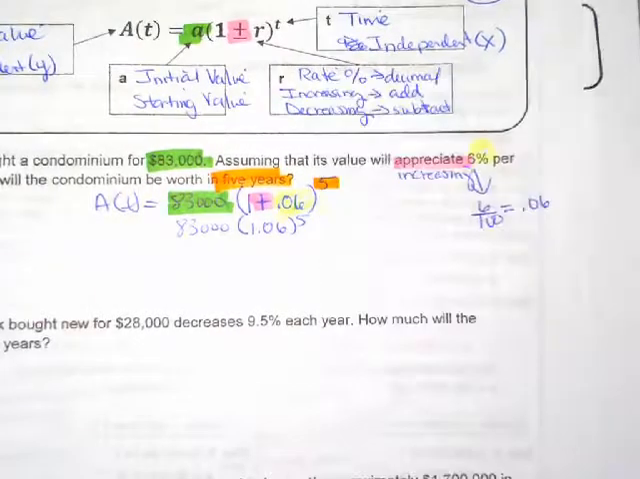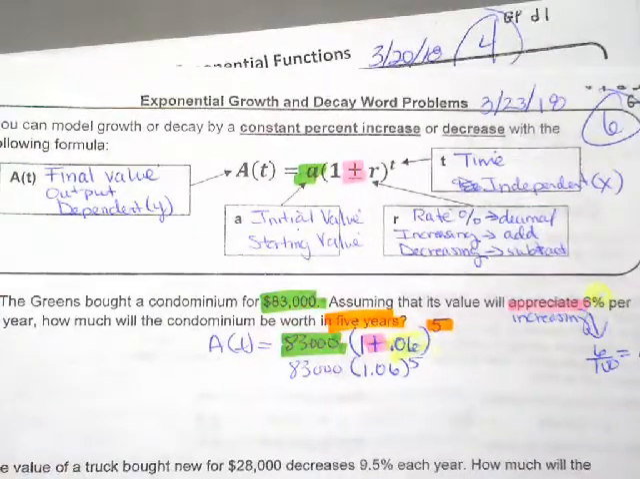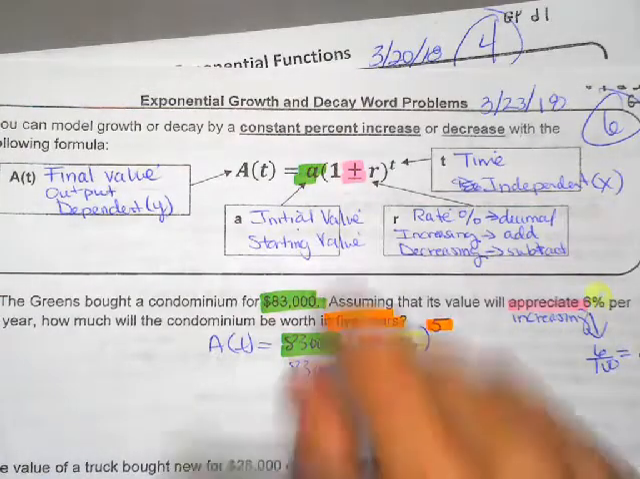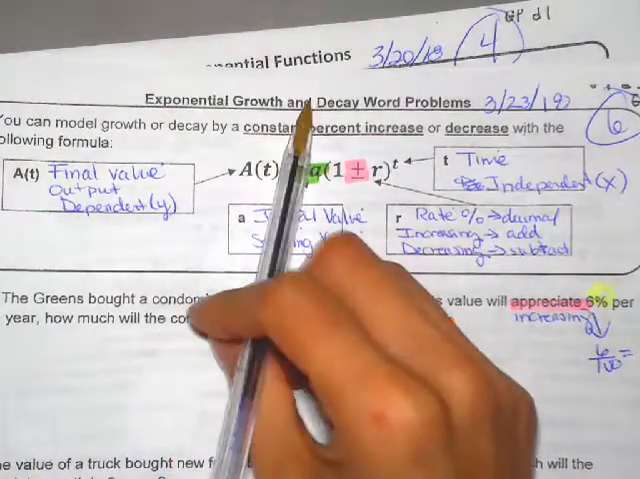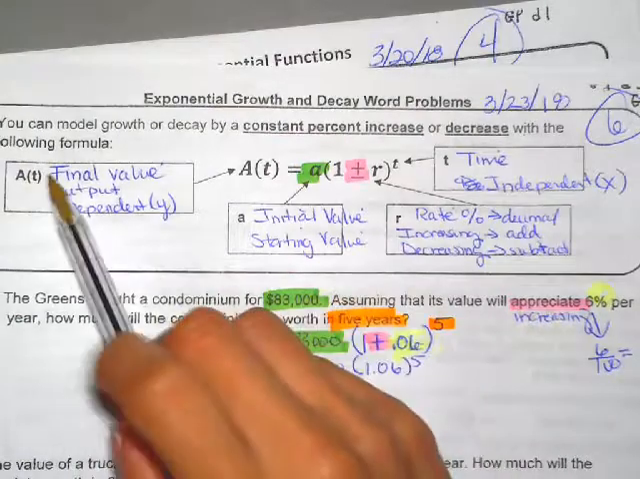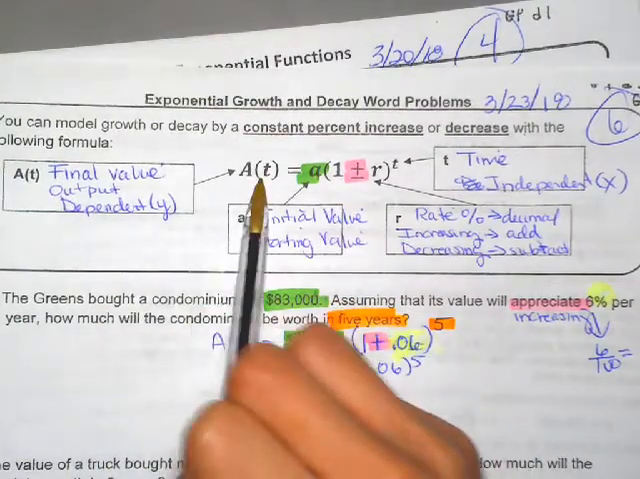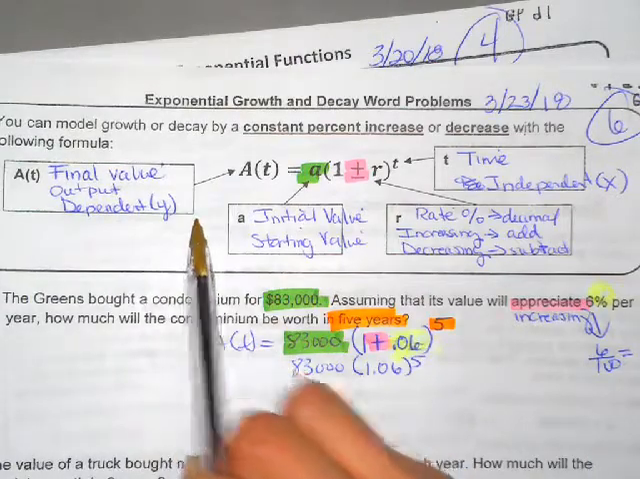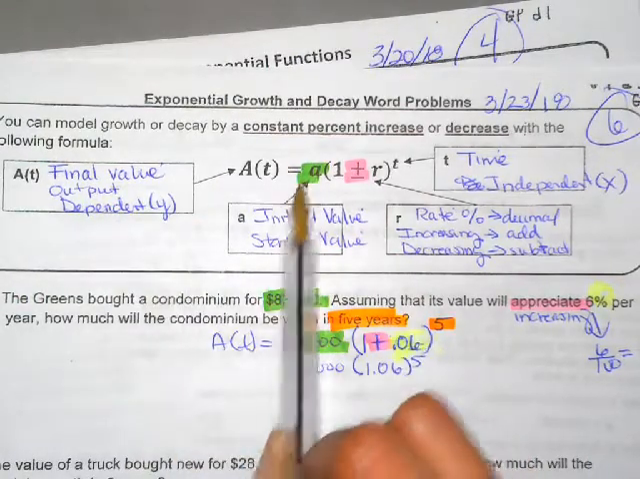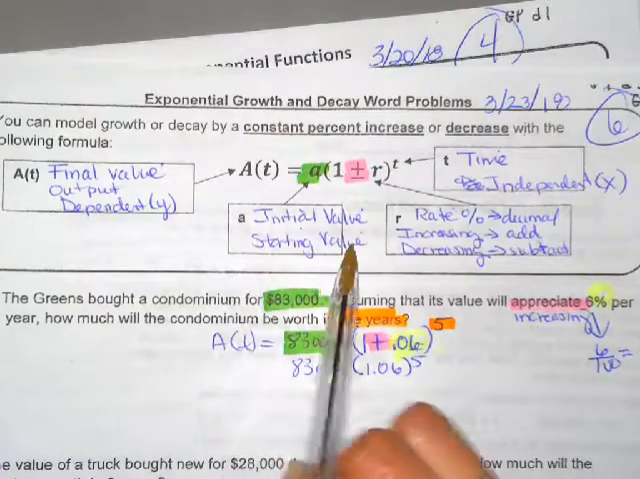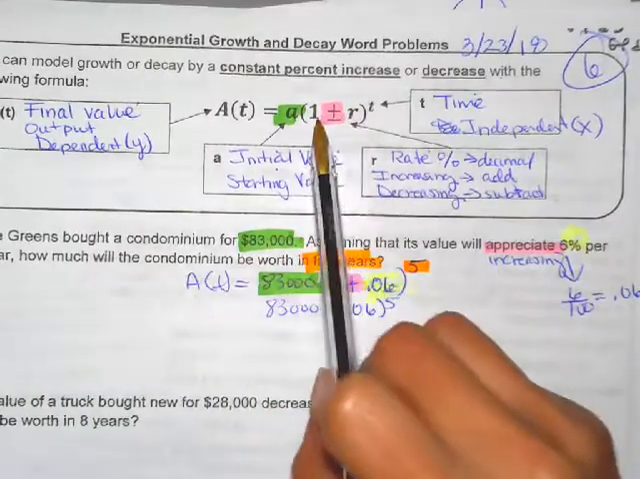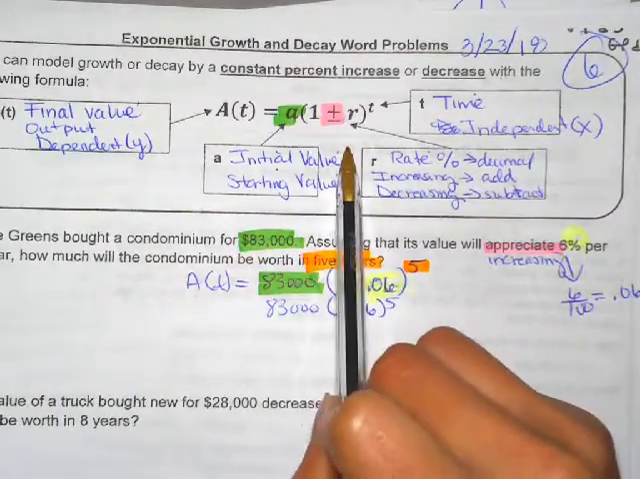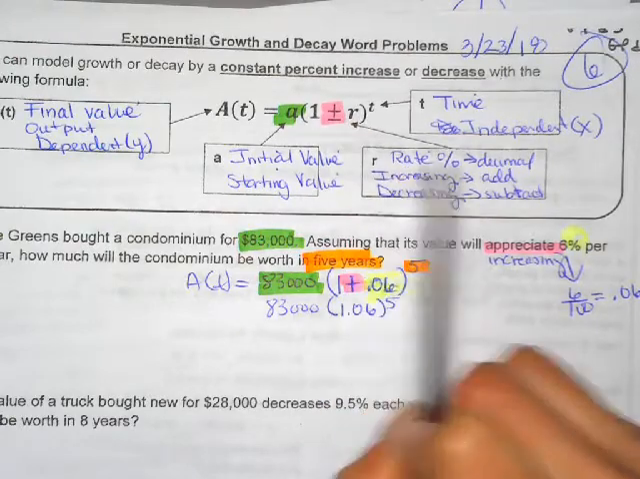Alright guys, so far, since I have to start this recording over, we're learning about exponential growth and decay. This is a formula. A of t represents final value, output, dependent variable y. Little a represents initial value, starting value. Open parentheses 1 plus or minus the r. R is going to be the percentage in the problem.